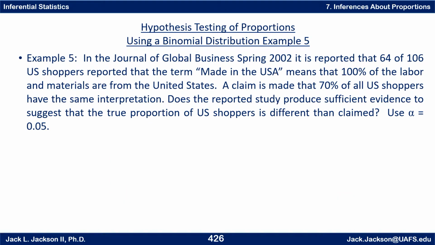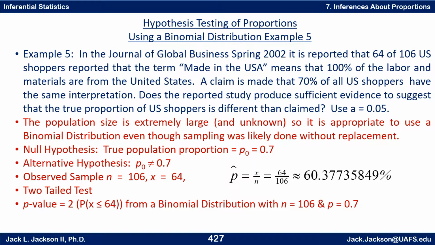Let's try another example. In the Journal of Global Business, spring 2002, it's reported that 64 of 106 U.S. shoppers reported the term "made in the USA" means that 100% of the labor and materials are from the United States. A claim is made that 70% of all U.S. shoppers have the same interpretation. Does the reported study produce sufficient evidence to suggest that the true proportion of U.S. shoppers is different than claimed? Use alpha 0.05. Well, again, the population size is extremely large and unknown, so we'll use a binomial distribution appropriately, even though the sampling was likely done without replacement.